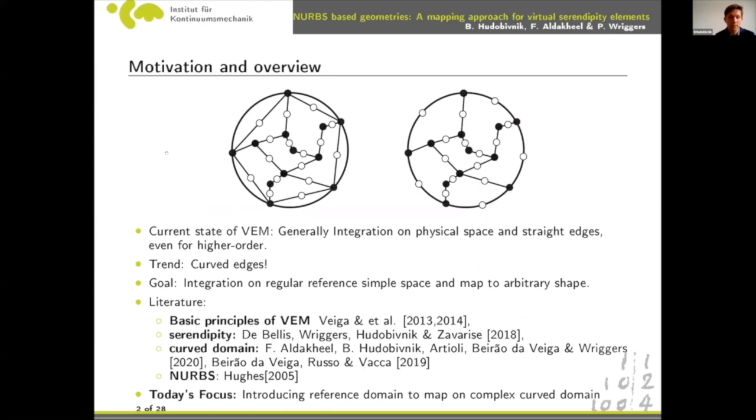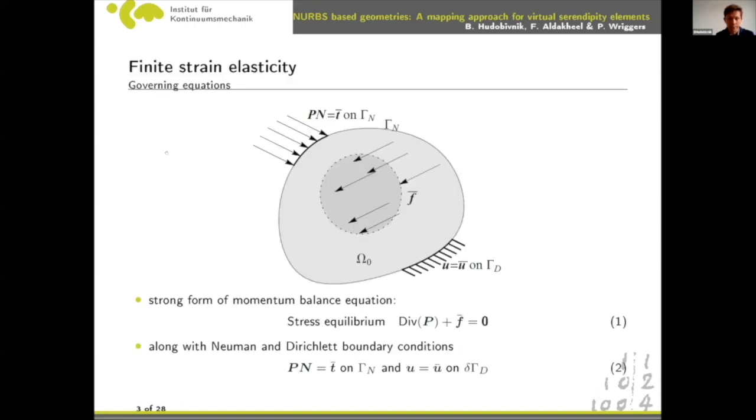So the current state of virtual element method is that generally integration is performed on a physical space and on the straight edges, even for higher order. Today and the last 2 days, we saw that there is a big trend to shift to curved edges. We had some talks about this, and we also did together with Eduardo and Belao de Vega some contact on curved geometries. But today our goal is to extend this to integration on a regular reference simple space, and then we can map to any curved geometry, not just this one singular edge.